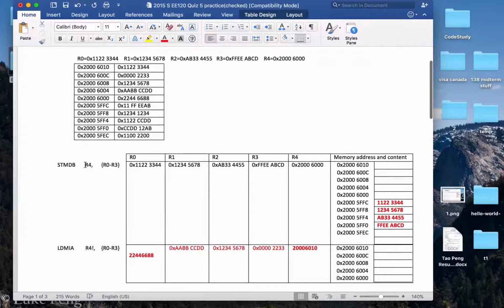So the first register is always your pointer. So you have to figure out where you're going to point to, and this part means how many locations you're going to use. So R0 to R3, you have 4 memory locations. So you use 4 memory locations to fill up the 4 registers. So basically, this is the idea.